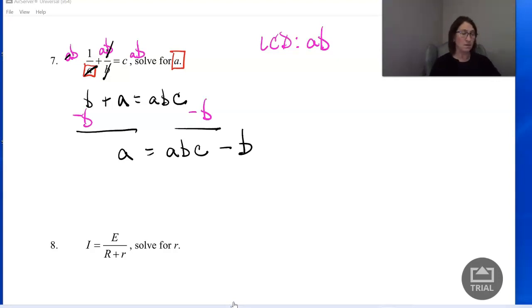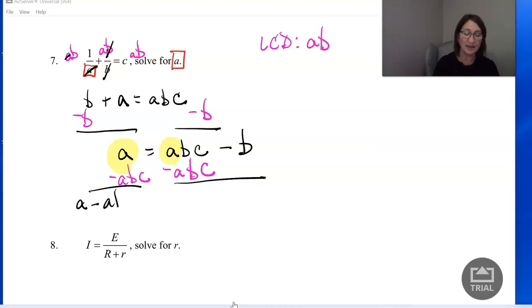And so for this one, the problem is that I have an A over here and an A over here. That's a problem. Okay, so I want to get my A's all on the same side. And so I am going to subtract A, B, C from both sides.